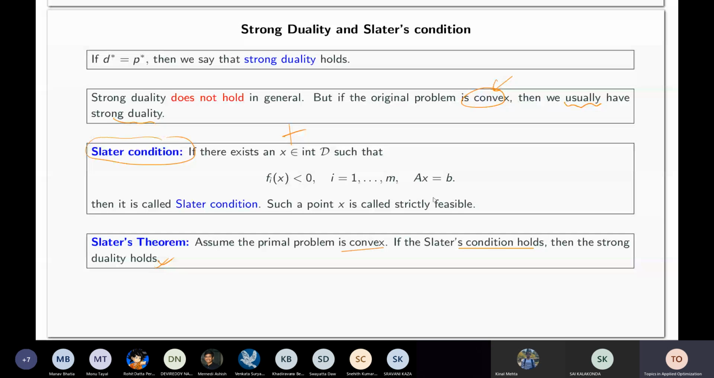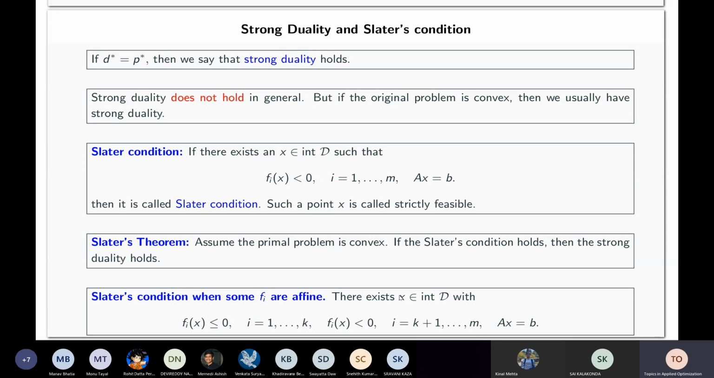The Slater condition can be reduced a little bit when some of the f_i's are affine. For affine functions, you are allowed to have equality as well. So there is a slight refinement to the Slater condition. It may happen that I'm supposed to minimize, let us say, f_0(x), and some of my constraints are, let us say, x1 plus x2 is less than or equal to 0, and then x1 squared plus 2 x1 x2 is less than or equal to 0, something like that. So this is my f1(x), this is my f2(x).